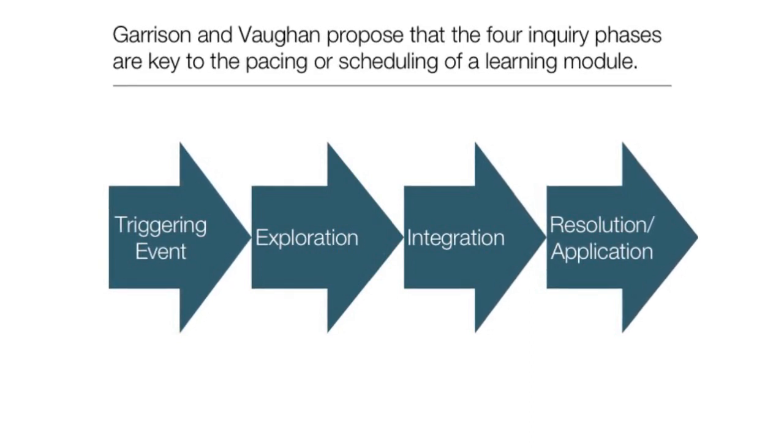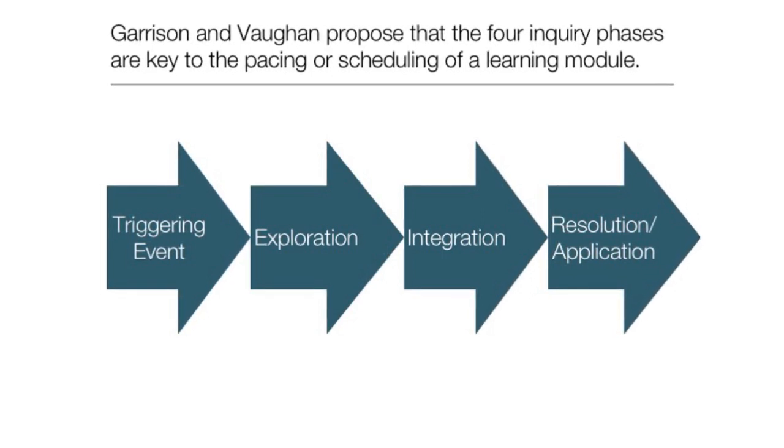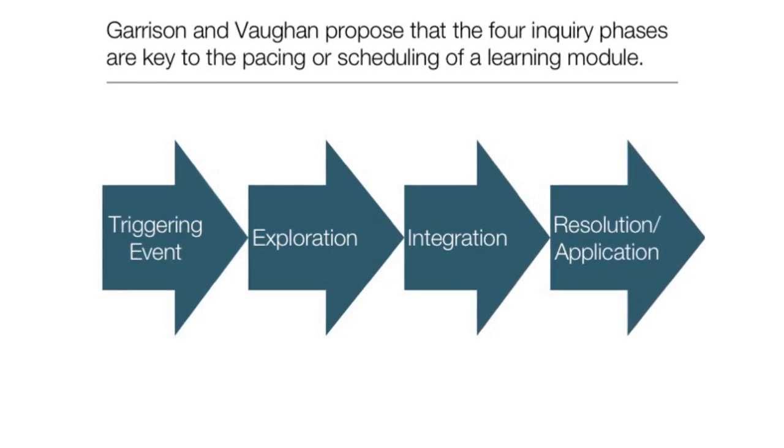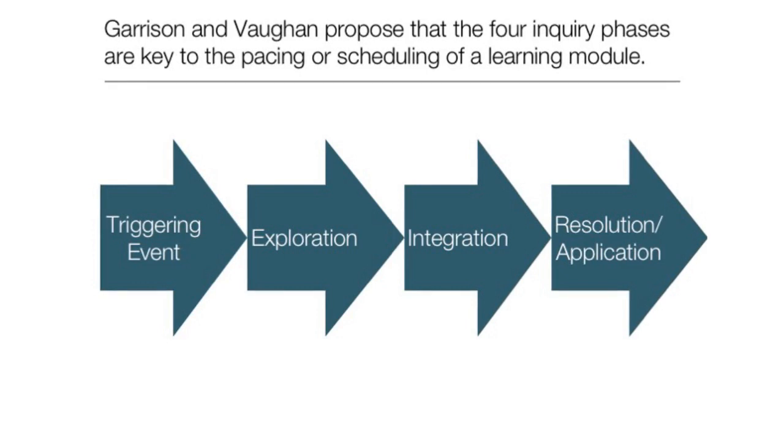These phases are sequential, so the triggering event happens before exploration, happens before integration, happens before resolution application. But they also, at least for a blended or technology enhanced course, define where certain activities will take place, whether they'll take place online, or whether they'll take place face-to-face. Is that a little too jargony? Okay, well, let's take each one of these individually and unpack what each of these events are.